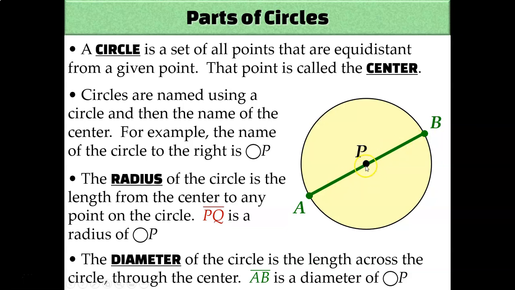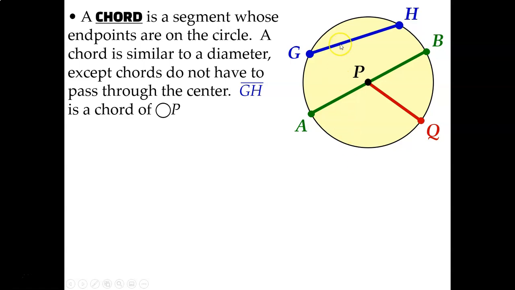If it doesn't pass through the center, then it's called a chord, like GH. G is a point on the circle, and so is H, so this segment connects 2 points on the circle, but unlike AB, it didn't pass through the center as it did so. So GH would just be a chord, whereas AB is a diameter.